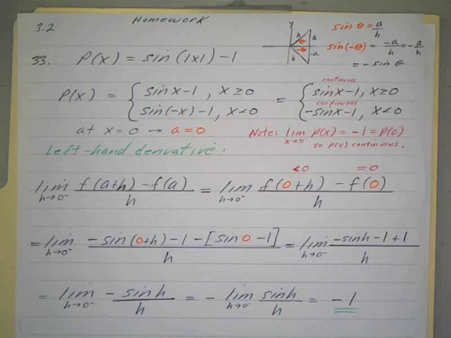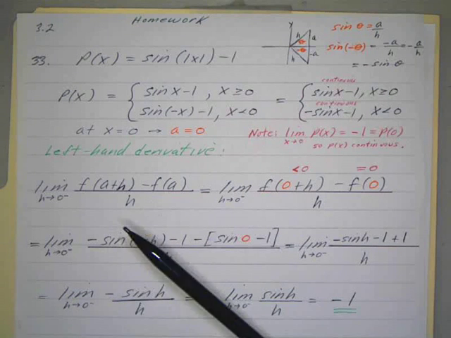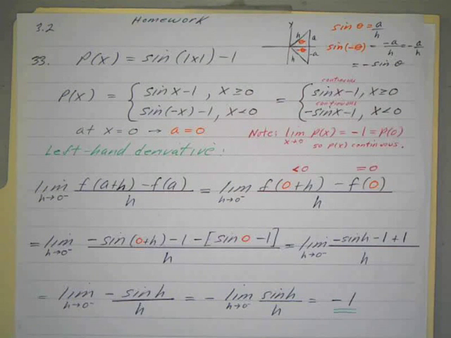Okay, this is 3.2 number 33, and we just want to find out where this function is differentiable. We usually won't have any problems as far as the sine of a function, because that's a nice smooth curve, so it's usually differentiable for all values.